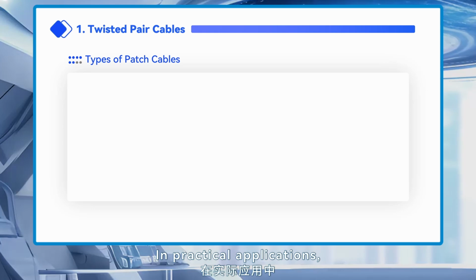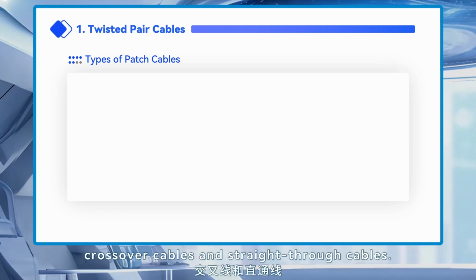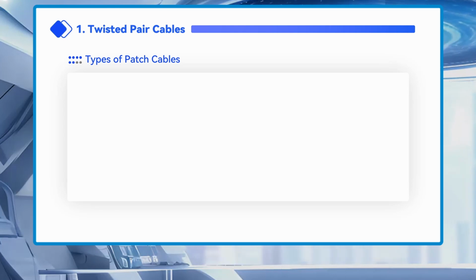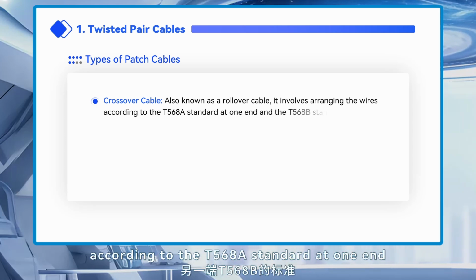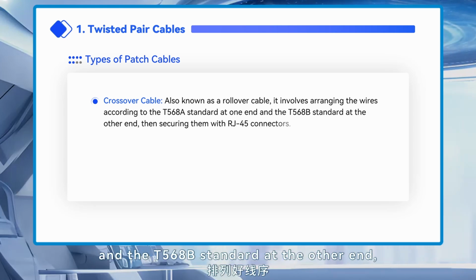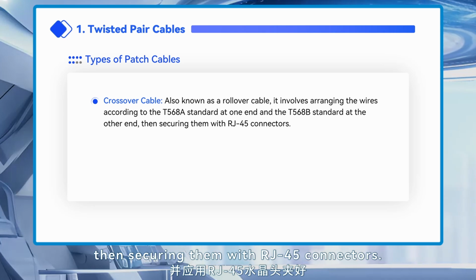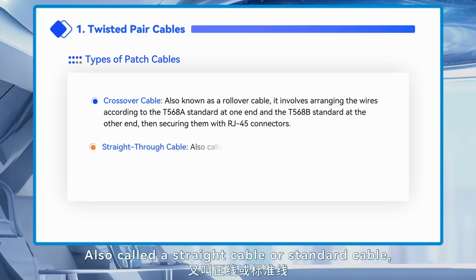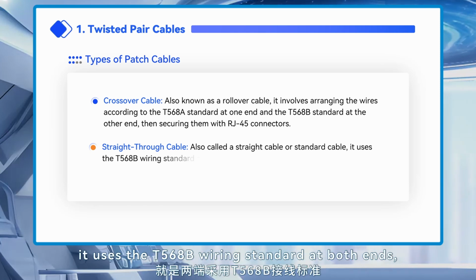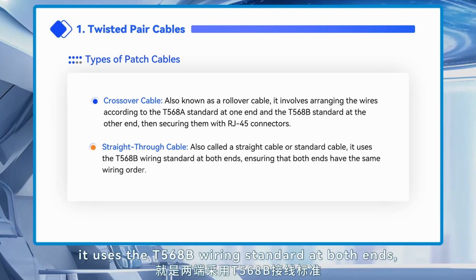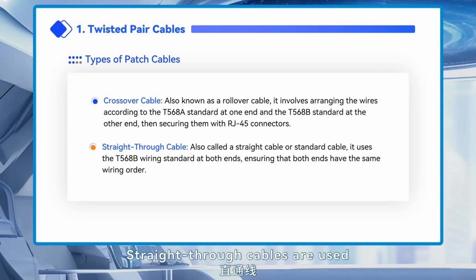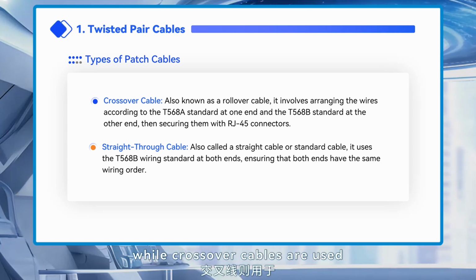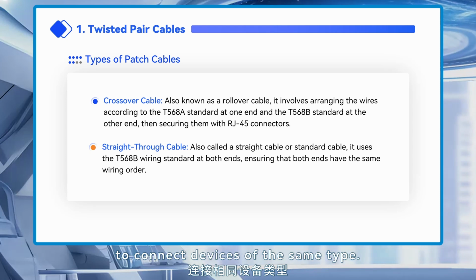In practical applications, we encounter 2 types of patch cables: crossover cables and straight-through cables. Crossover cable, also known as a rollover cable, involves arranging the wires according to the T568A standard at one end and the T568B standard at the other end, then securing them with RJ45 connectors. Straight-through cable, also called a straight cable or standard cable, uses the T568B wiring standard at both ends, ensuring that both ends have the same wiring order. Straight-through cables are used to connect different devices, while crossover cables are used to connect devices of the same type.